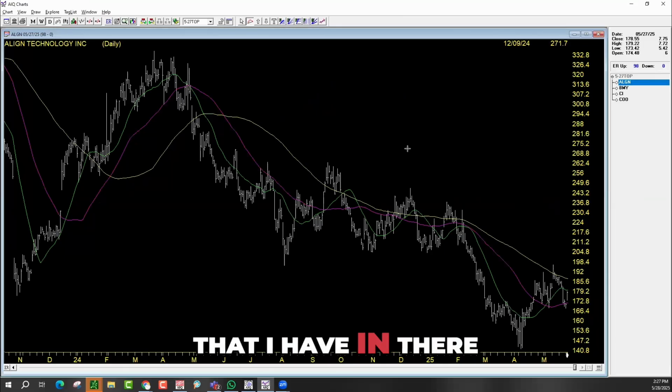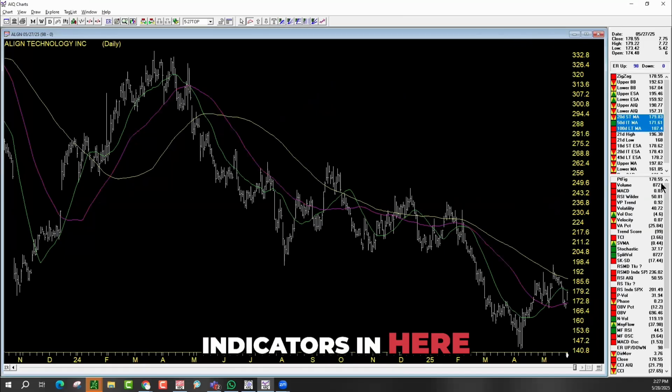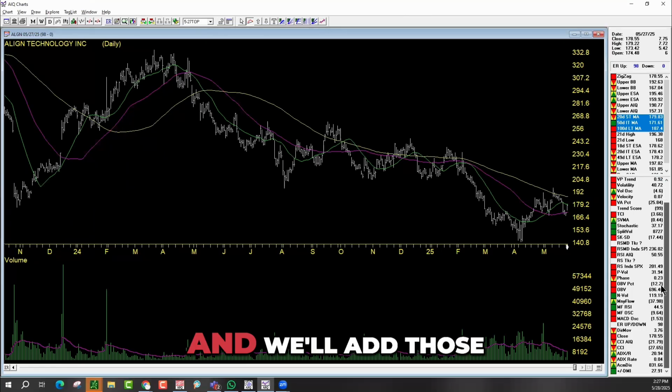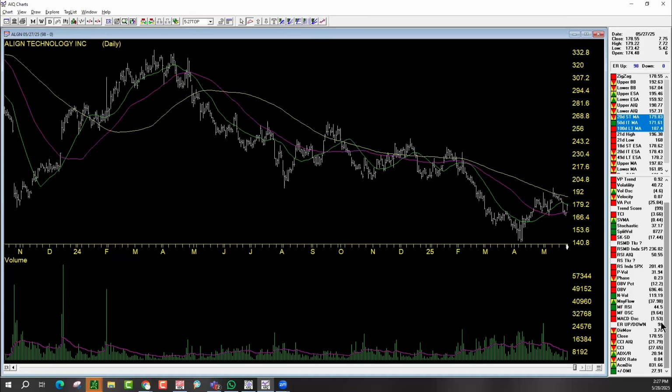So these are the stocks that I have in there. I hit enter and I get my indicators in here. I'm going to have a look at a couple of things on here. Volume is good. And I'm going to put on MACD, actually we'll do an MACD oscillator, I think will be better for us. And we'll add those to the chart and let's see what's going on here.